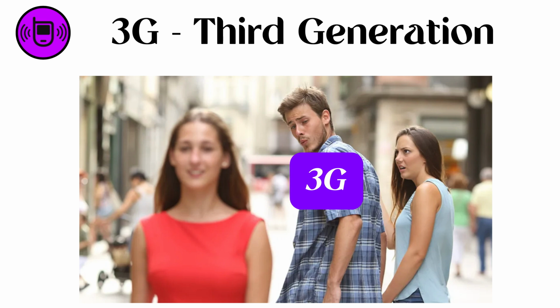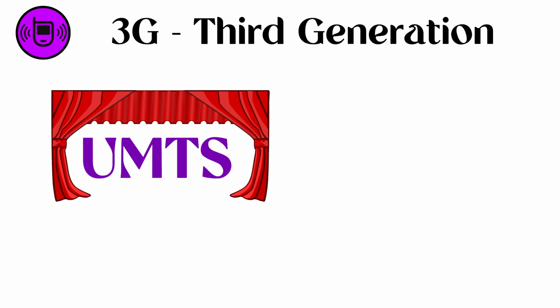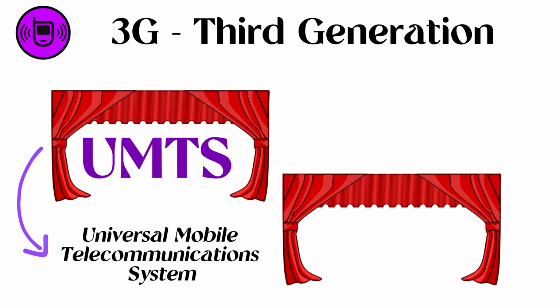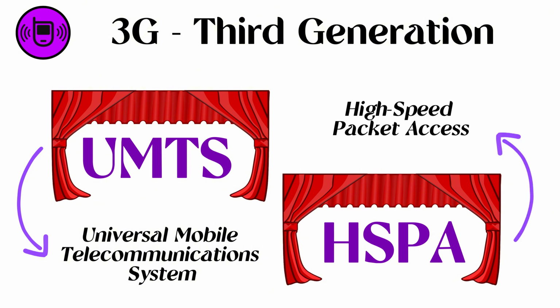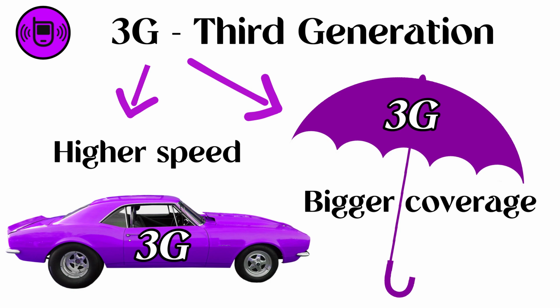This was achieved by moving from circuit switch networks, which were used exclusively for voice, to packet switch networks, which are more efficient for data transmission. The introduction of Universal Mobile Telecommunications System, known as UMTS, and high-speed packet access, known as HSPA, helped to increase data speeds and improve coverage.